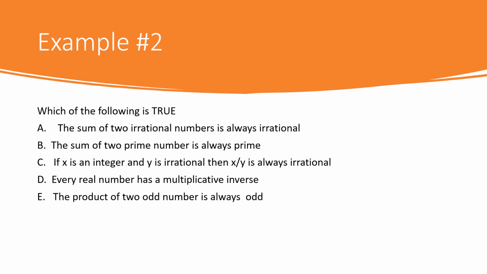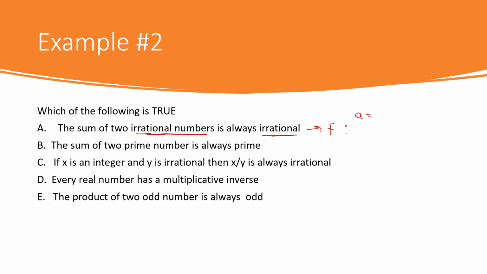Which of the following is also true? So here we are looking for the true statement. It says the sum of two irrational numbers is always irrational. Now this is false, and I'll tell you the reason why.